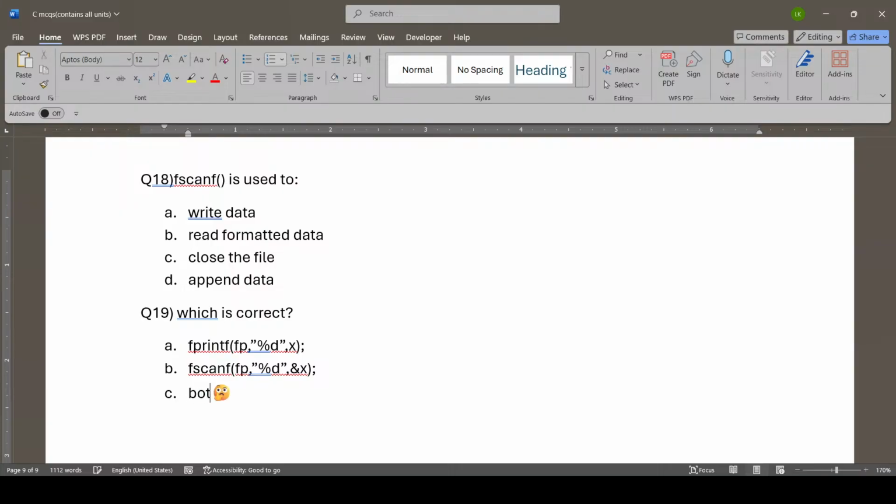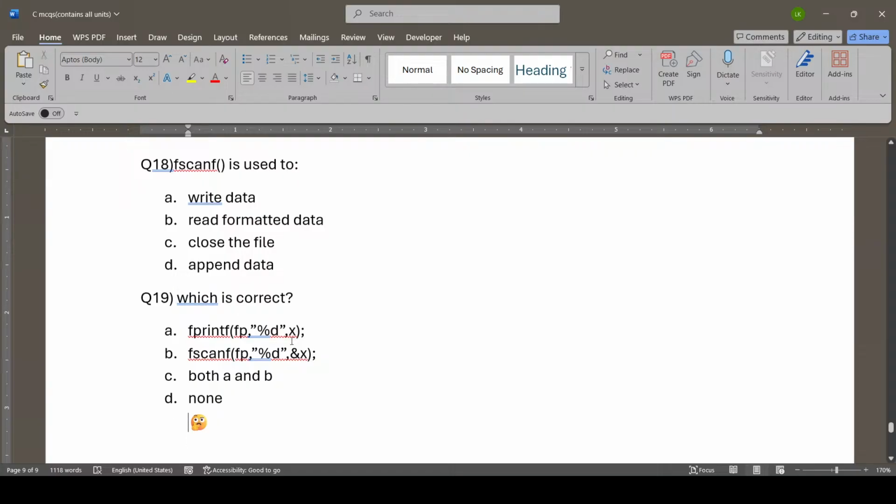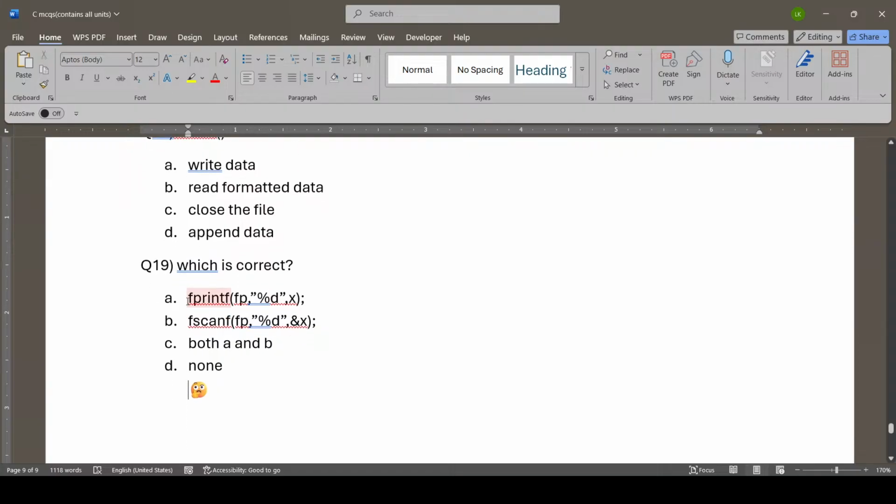See, both A and B. Next, none. Now tell me the answer to 19. When you write the data and when you read the data, both are included here. Now think and tell me which one is the right answer.